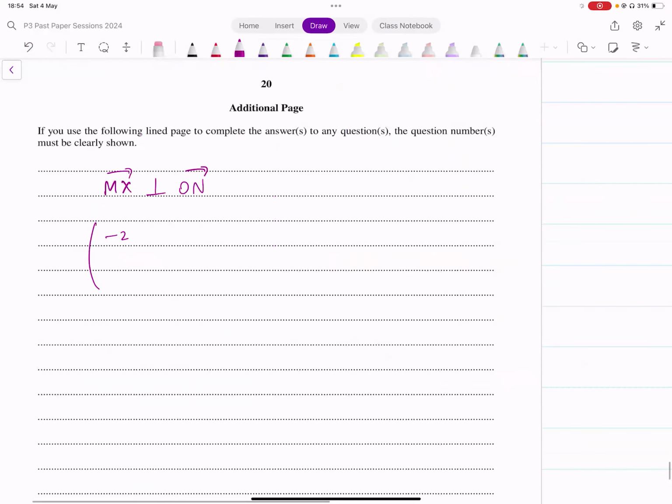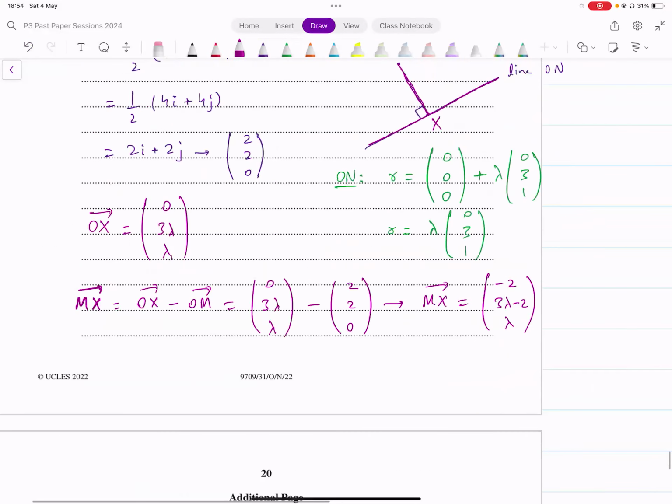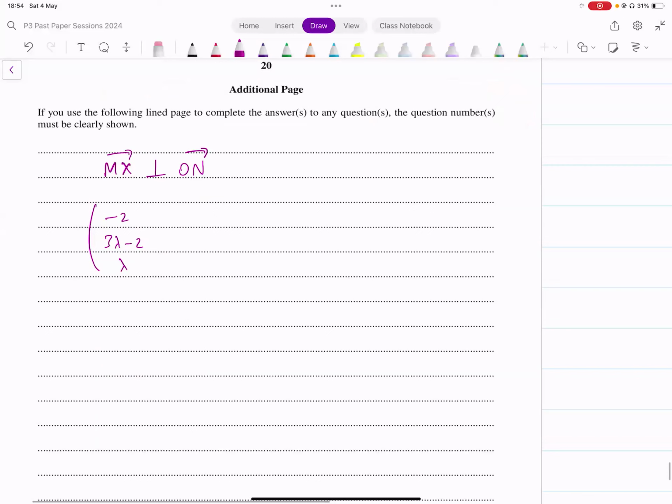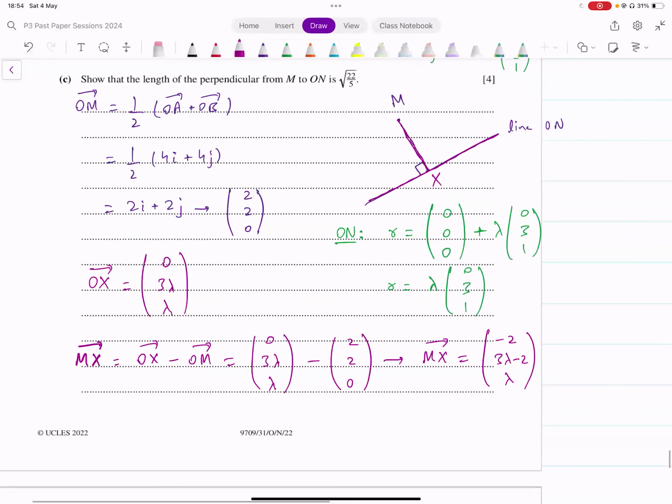Just put their dot product equal to 0. Minus 2, 3 lambda minus 2, and lambda, dot product of that with the vector ON. What was the vector ON? The direction of the line ON. That's 0, 3, 1.